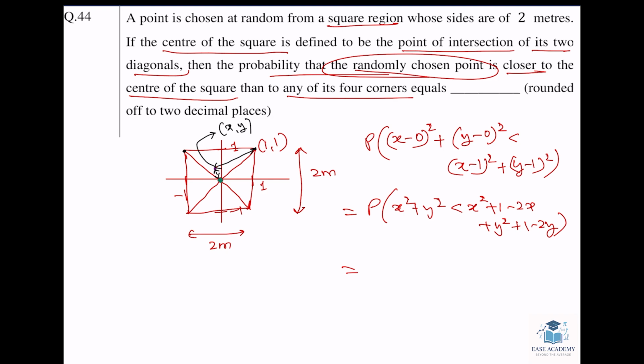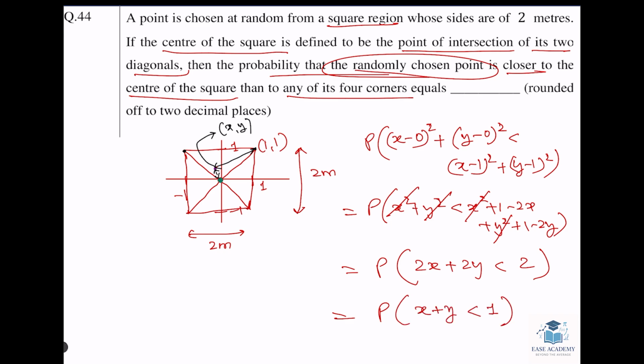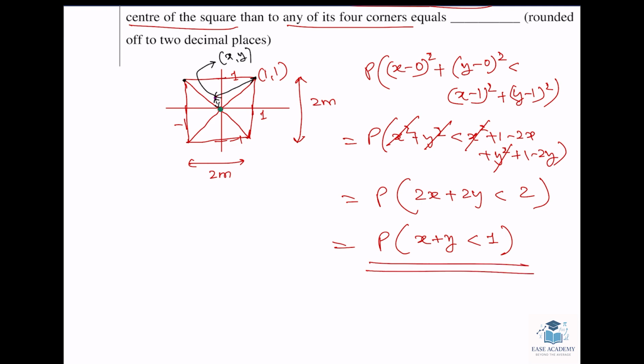We can easily cancel these out, and from here we get the probability of 2x plus 2y less than 2. Divide both sides by 2, and the inequality will not change because 2 is a positive quantity. So the probability is x plus y less than 1. We need to find this probability. What will be the area?